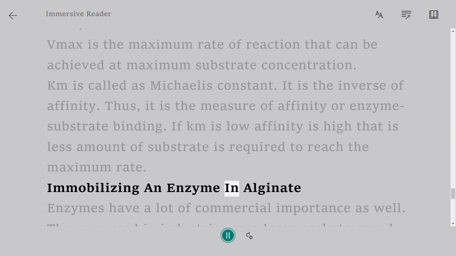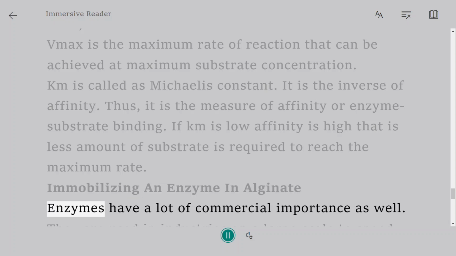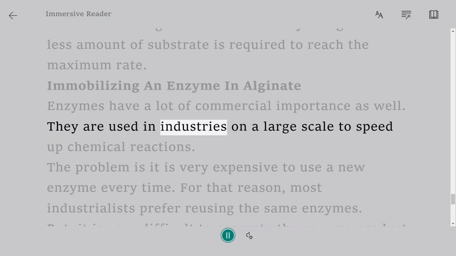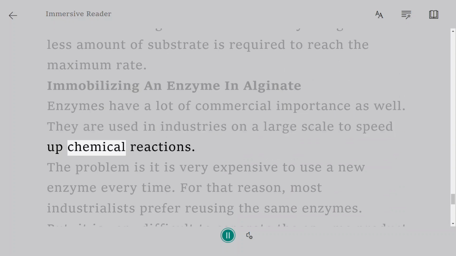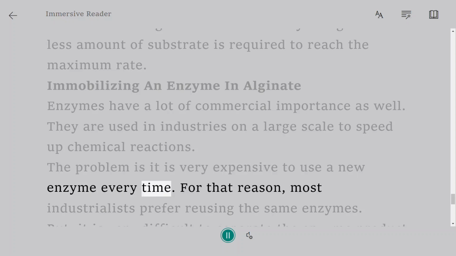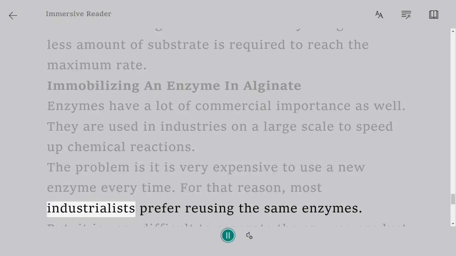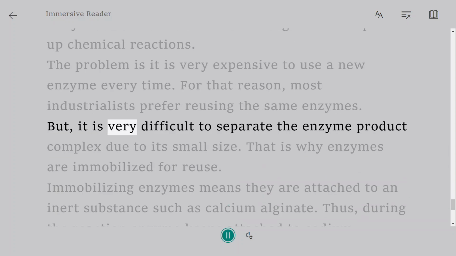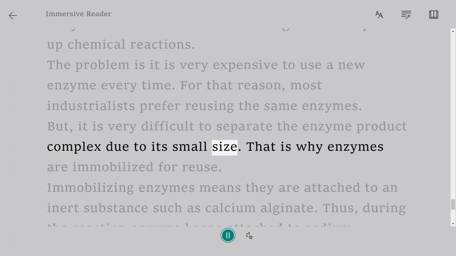Immobilizing an enzyme in alginate. Enzymes have a lot of commercial importance as well. They are used in industries on a large scale to speed up chemical reactions. The problem is it is very expensive to use a new enzyme every time. For that reason, most industrialists prefer reusing the same enzymes. But it is very difficult to separate the enzyme-product complex due to its small size.